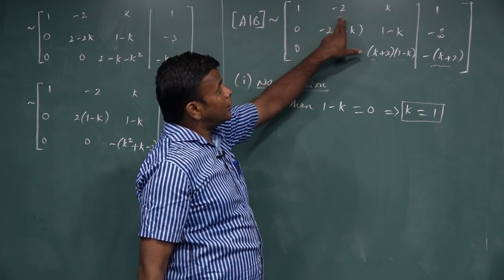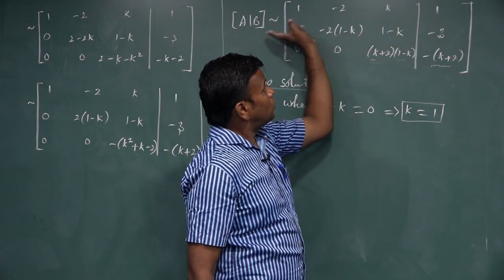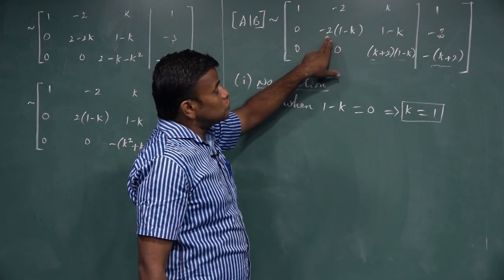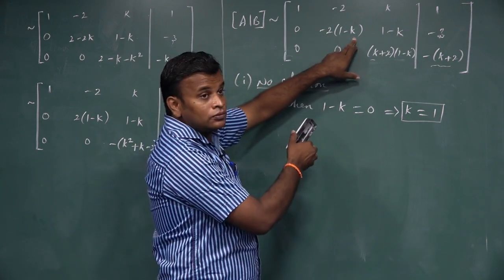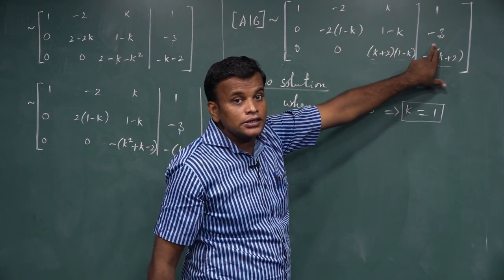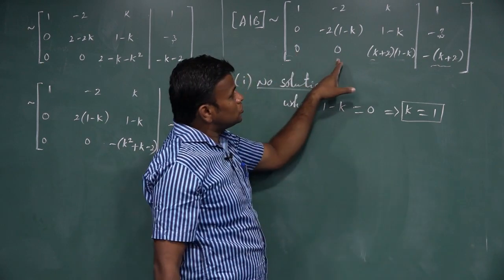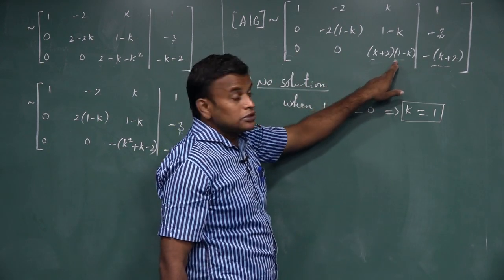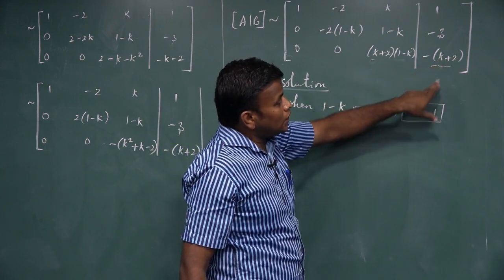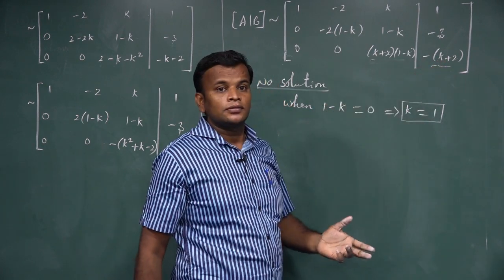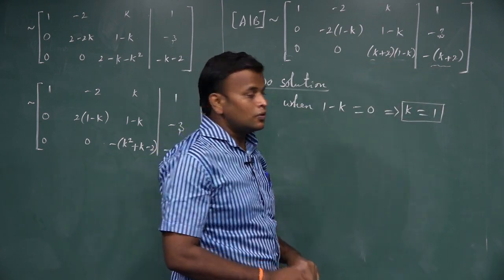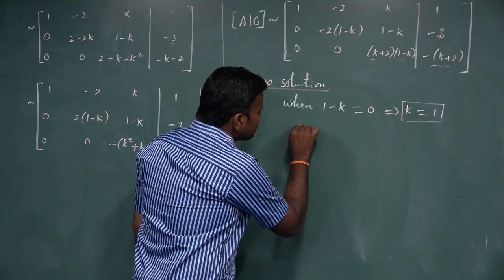So in matrix form, whenever k is there, I replace the value of k by 1. First row: 1, minus 2, 1, and more non-zero elements. Second one: 0, minus 2 of 1 minus k is 0, 0, but this element, minus 3, occurs. Third: 0, 0, we replace that value by 0; 0 times anything is always 0. Minus half, the value of k is 1, 1 plus 2 is 3. So this element is non-zero and that element is 0. What is the rank of A by B?